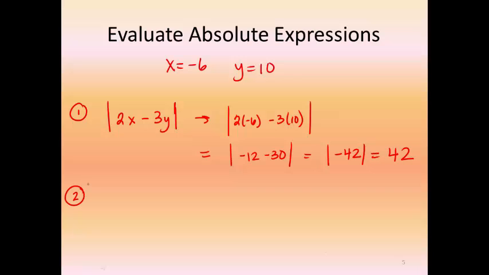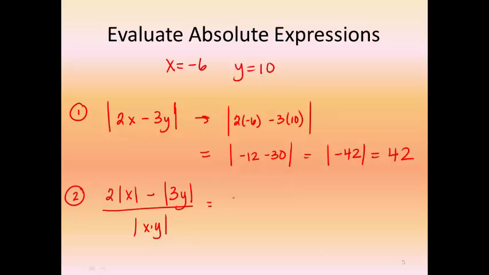Let's try one more together. This one is going to be 2 times the absolute value of x minus the absolute value of 3y all over the absolute value of x times y. I'm going to go ahead and take a moment, try it on your own first, pause the video, and then you can fast forward through my work or you can check with me, but I'll go ahead and give you some time to do that.